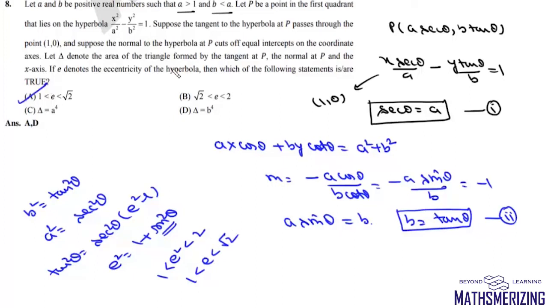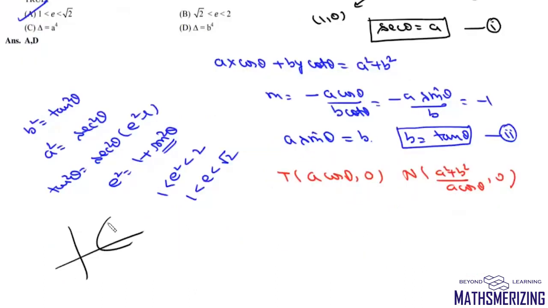Now next we need to find the area of the triangle formed by the tangent at P and the normal at P. So we need to find the points of intersection of the tangent and normal with the x-axis. For the tangent, the point of intersection with the x-axis, say T, we get by putting y as 0. We'll get this as (a cos theta, 0). And for the normal, if we put y as 0, we get (a squared plus b squared upon a cos theta, 0). Now we have this hyperbola, and then we have the tangent and normal drawn at this point P.